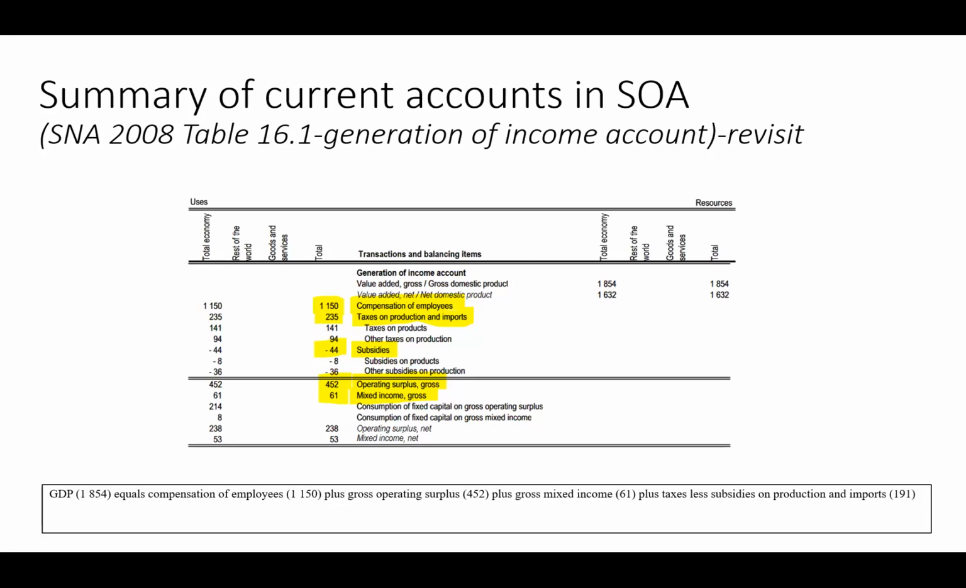GDP equals compensation of employees plus gross operating surplus plus gross mixed income plus taxes less subsidies on production and imports. Yes, again, we will get the same value for gross domestic product. So we have the same value for the GDP by the production approach, income approach, and expenditure approach.